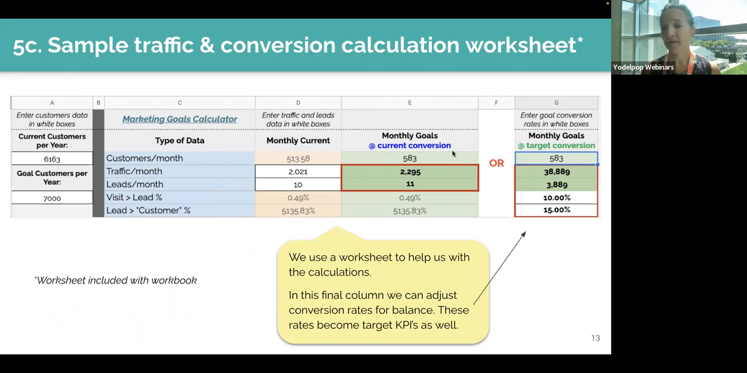The first one is going to automatically be generated based on, hey, we're currently getting 2,000 visits a month. We're getting 10 leads a month. We know this is the kind of growth over in column A that we need to see. Based on that, we need to up our traffic to 2,295 and get 1 more lead per month.